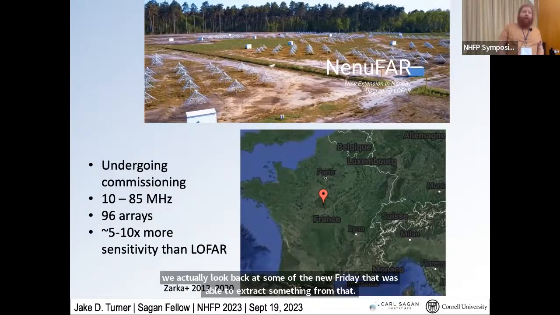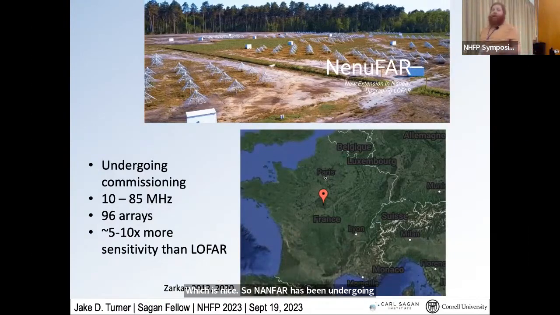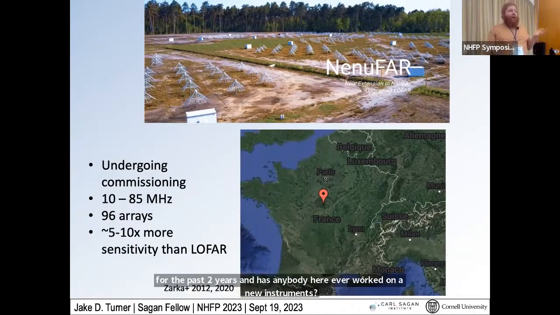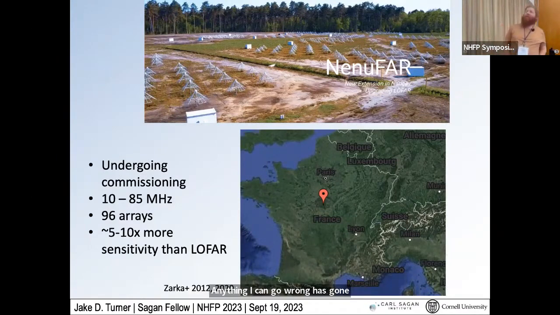NenuFAR has been undergoing commissioning for the past 2 years. Has anybody here ever worked on a new instrument? Anything that can go wrong has gone wrong. So it definitely has been a whirlwind of a telescope. But it's quite cool. It's right in the middle of France, covering 10 to 80 megahertz. It has about 96 arrays, and you can see some of them up there. It's more sensitive than LOFAR, so it's quite a good telescope in that respect. But it has a lot of problems with being new.